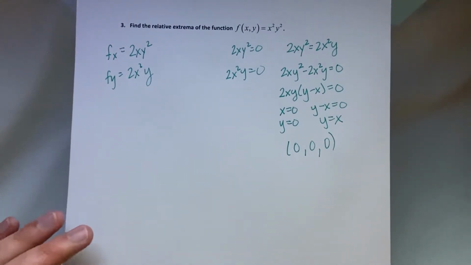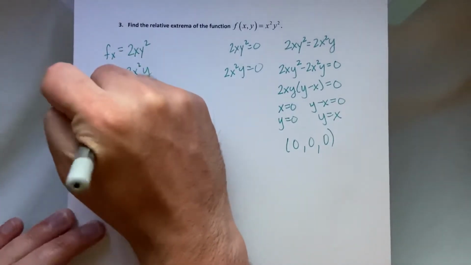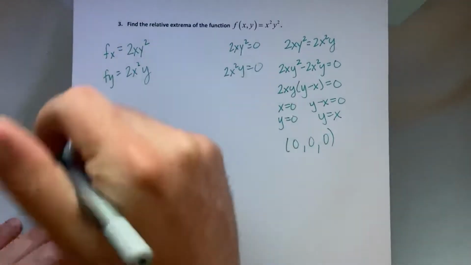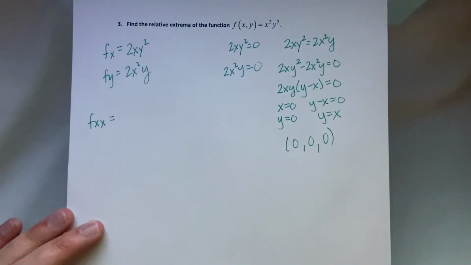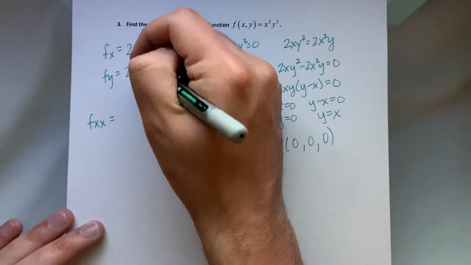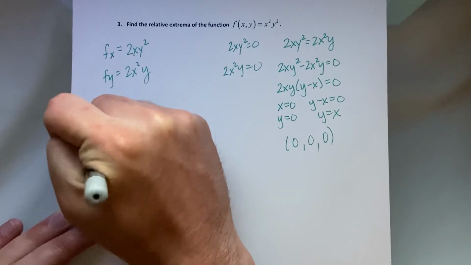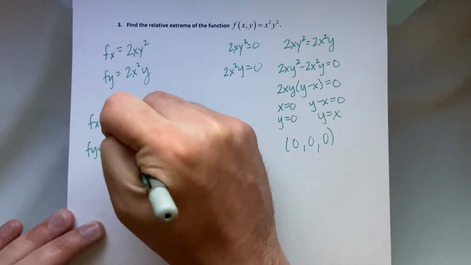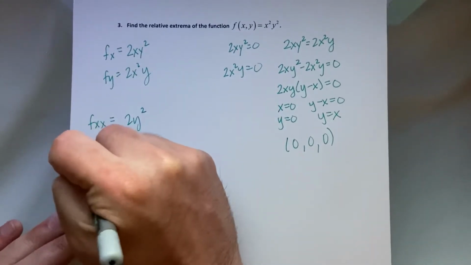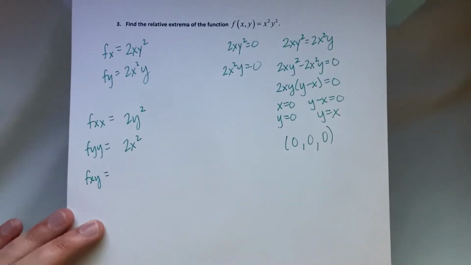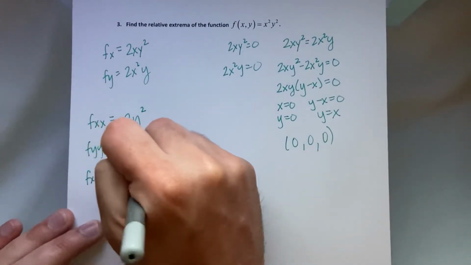Now again, we need the second partial derivatives to test. Second partial derivative with respect to x is 2y squared. Second partial derivative with respect to y is 2x squared. And the partial derivative with respect to each of these is 4xy.